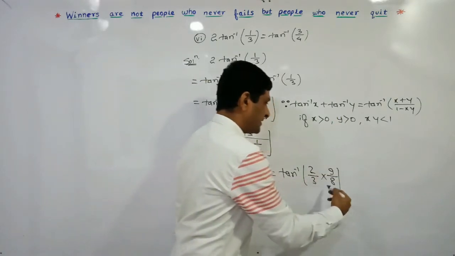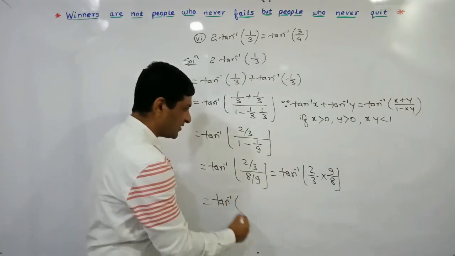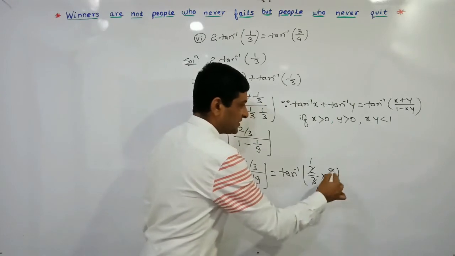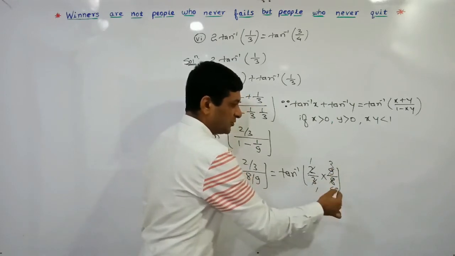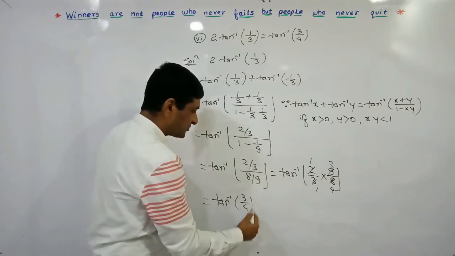9 by 8. So this is equal to, let us simplify, tan inverse of 2 1s are 2, 4s are 3 1s are 3, 3s are. So in the numerator 3 into 1 is 3, in the denominator 4 into 1 is 4. So what we have got here is 3 by 4.